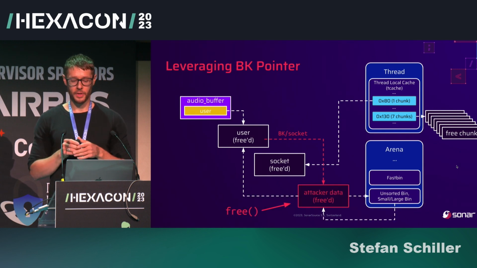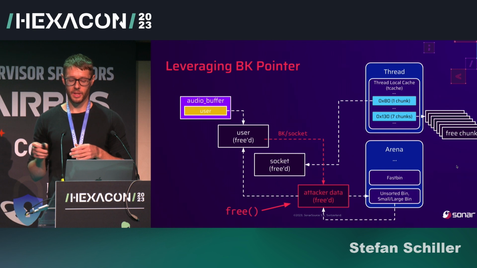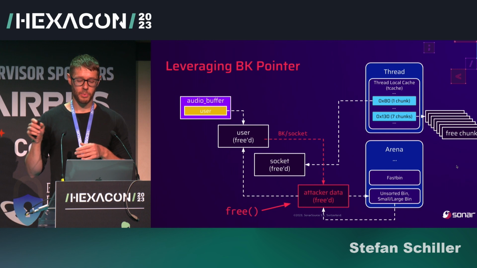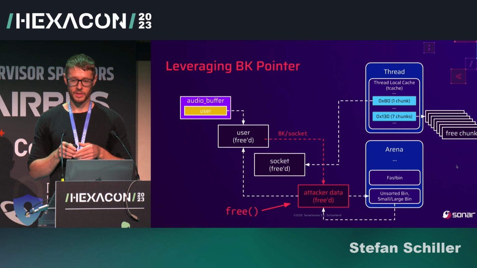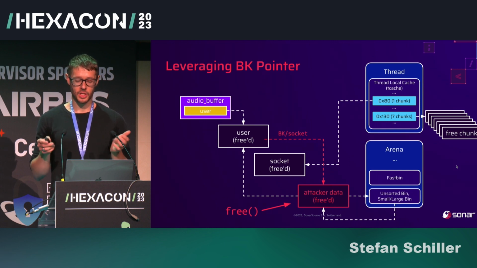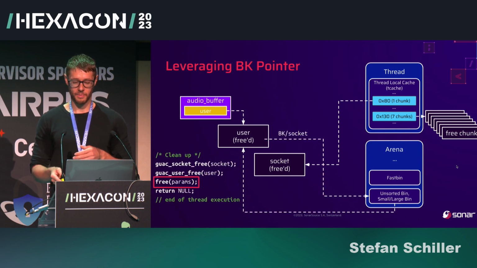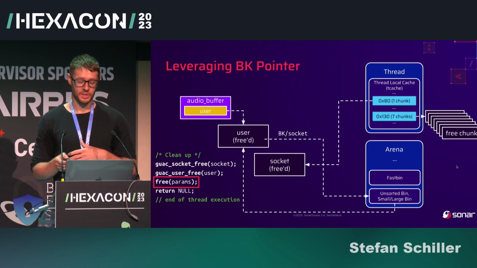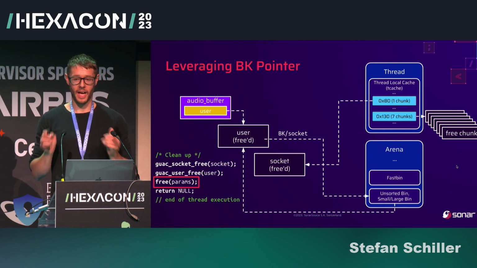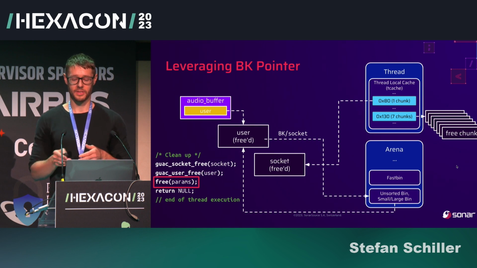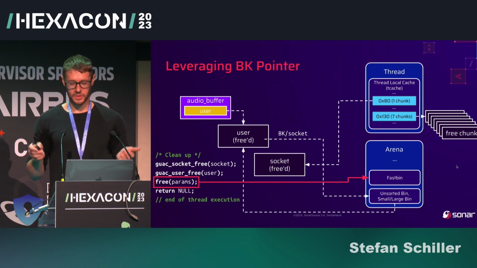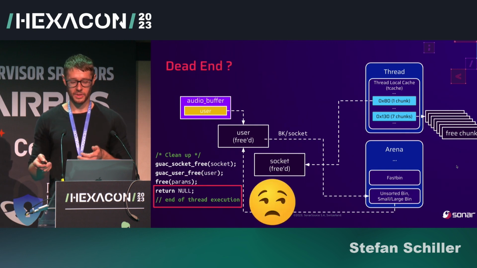But if we could free another chunk to the unsorted bin, it would be placed at the head of the doubly linked list. Thus, the backward pointer of our freed user chunk would point to this free chunk. So the question is, how can we free another chunk after the user is freed? As you may remember, there's actually another free call right before the thread ends its execution. But due to the size, this chunk is placed in the T-cache bin or fast bin. So the thread ends its execution and it's game over.